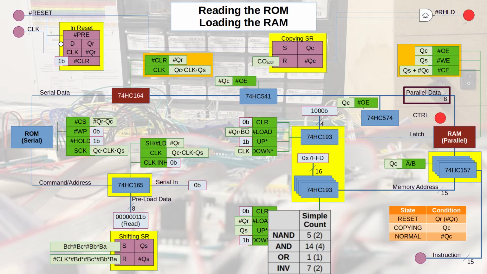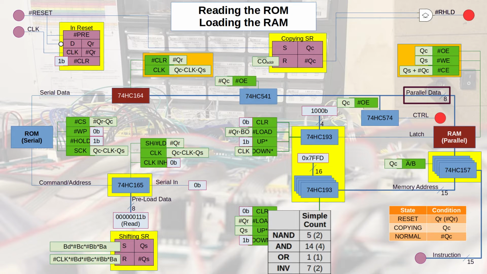5 NAND gates, 2 for this SR latch, 2 for this SR latch, and one more here. Now that requires 2 ICs, that's the number in parentheses. I need 14 AND gates, 2 here, 2 here, 2 here, 1 here, 3 here, and 4 here. 1 OR gate up here, and 7 inverters. 4 here, 2 here, and 1 sneaky one up here.